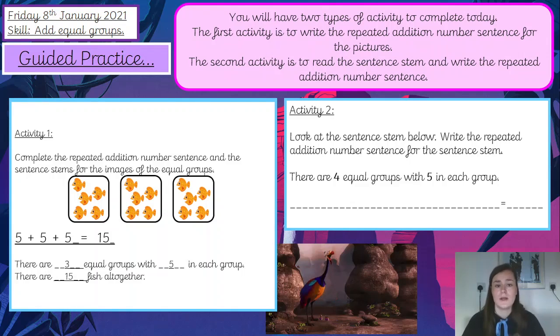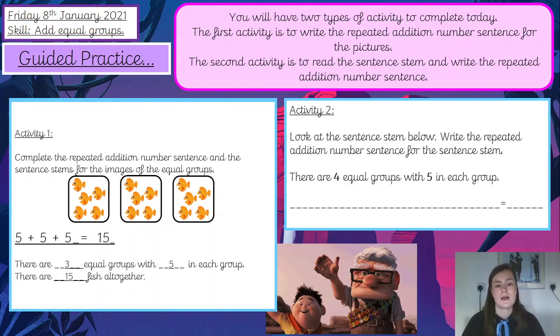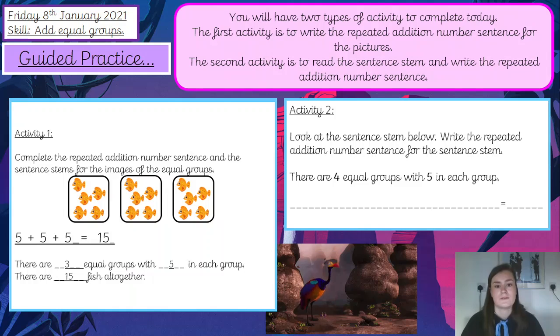Okay, this is quite tricky. So have a think, have a go, and then I'll talk you through it again in a minute after you've had a try. And of course, as always, make sure you write the answer as well to your number sentence. Okay, off we go.